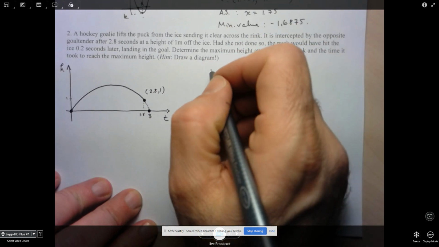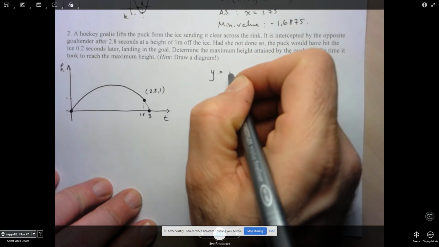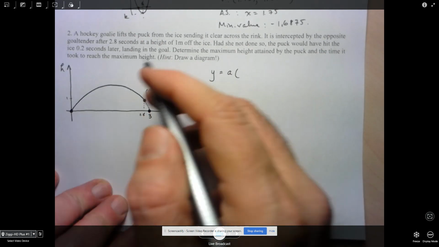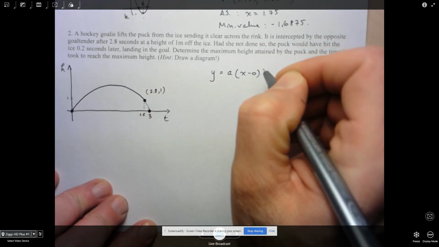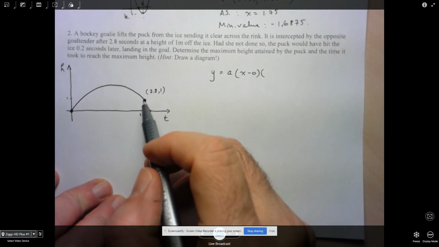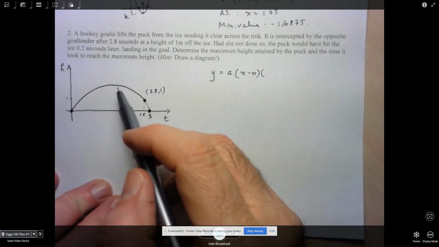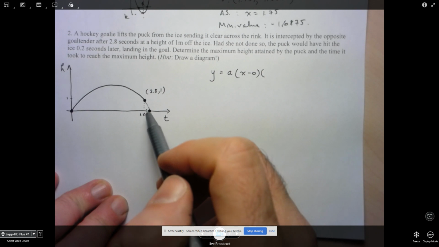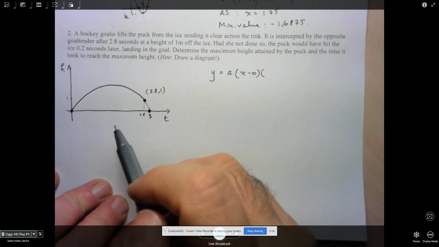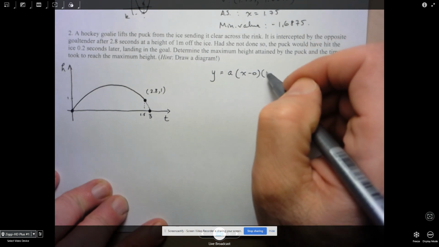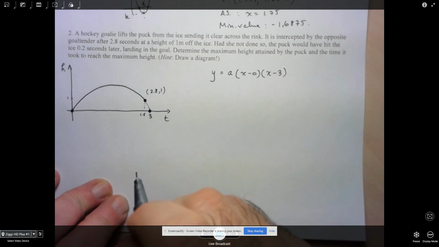So again, I'm going to start with factored form. So a times, so what are my two X-intercepts? Well, 0, so x minus 0, which is just going to become x. And then even though the puck gets stopped, remember, all we're doing is refining the equation for this parabola. So this parabola would have another X-intercept at 3, and then we'll use whatever part of the parabola is useful for us, which in this case here will be that maximum point. So x minus 3 will be the other part.